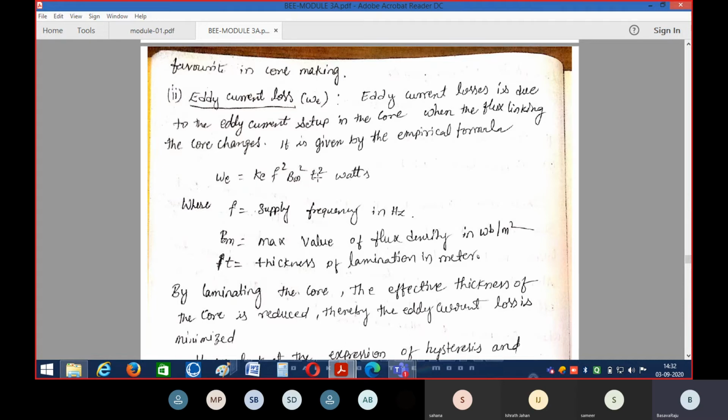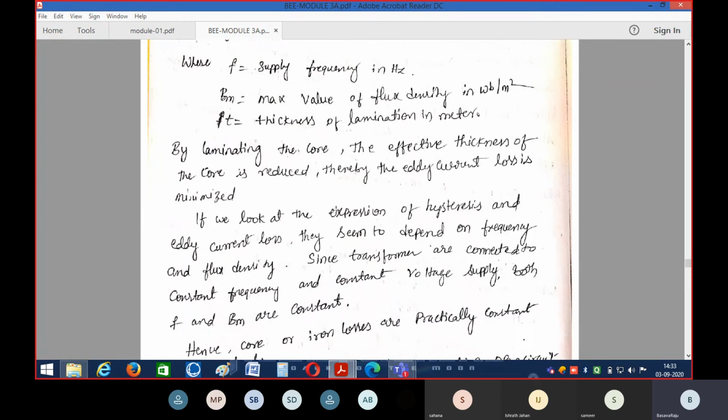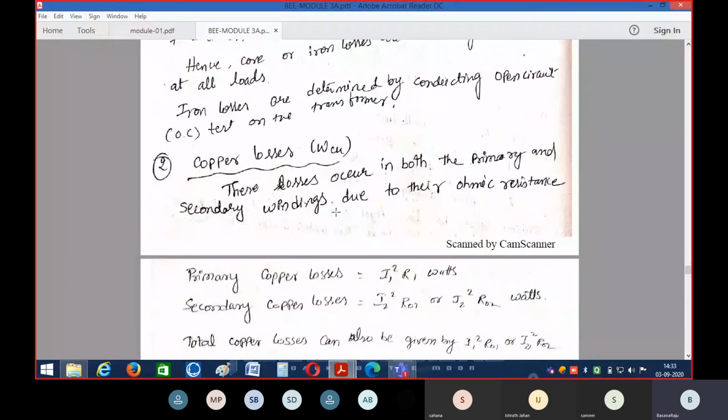The smaller the thickness of lamination, the more the eddy current losses will get reduced. If you have a large thickness of the transformer core, then eddy current losses will be very high. If the thickness of lamination is reduced, then automatically eddy current power losses will be reduced. That's why, instead of using a solid core, we always use thin laminations in the transformer core. So this is about eddy current power loss taking place in the transformer.